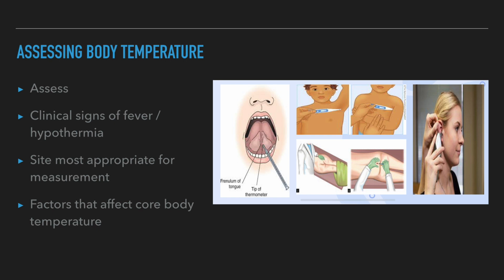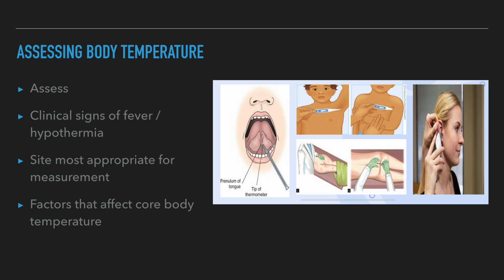The reliability of a temperature value depends on selecting the most appropriate site, choosing the correct equipment, and using the correct procedure. Sites. Use judgment when selecting the route to measure temperature. The 5 sites used are the mouth, ear, rectum, forehead, temporal artery, and axilla. In most clinical situations, any of these sites is satisfactory if the nurse uses proper technique and accounts for normal variations for the different sites.